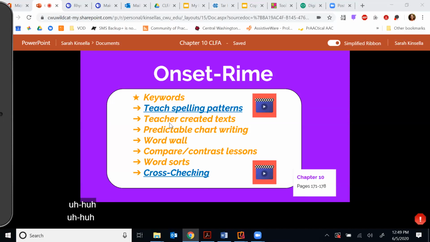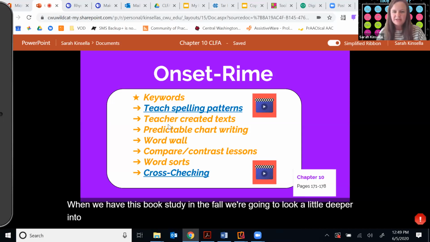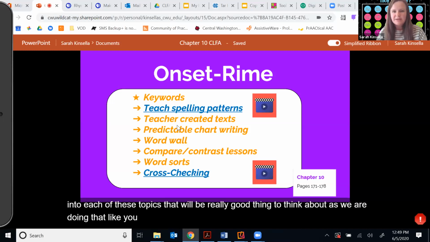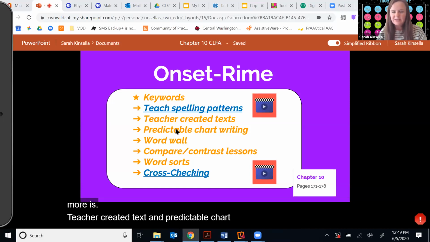So when we have this book study in the fall, we're going to look a little deeper into each of these topics. That'll be a really good thing to think about as we are doing that, like you mentioned, Kristen. One other thing we'll talk about a little bit more is the teacher created text and predictable chart writing, which we talked about a little bit in the writing section.